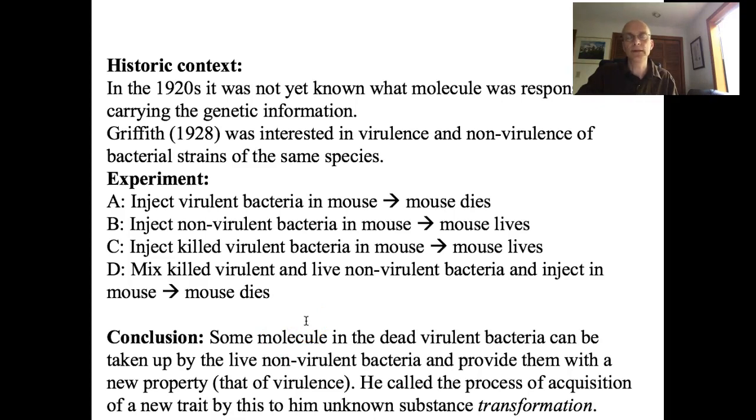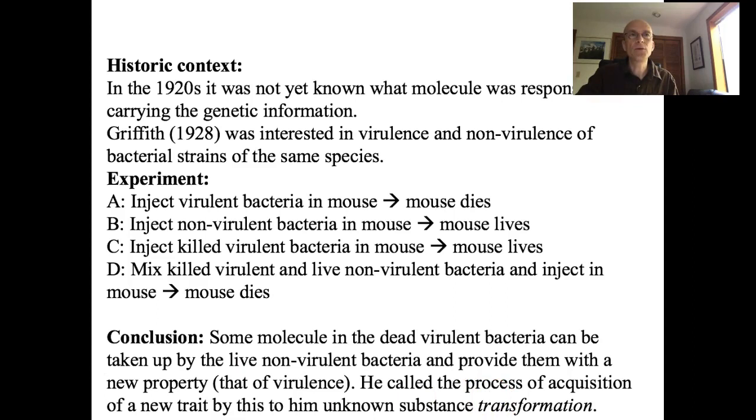the live non-virulent bacteria. So something, through the mixing, was transferred from the dead bacteria to the living bacteria. And that gave them this new property that was the one of virulence. So this new property for the previously non-virulent bacteria was acquired from a dead substance that had some sort of a molecule in it that was transferred to the living cells. And so he called this process of acquisition transformation. He transformed the bacteria with a substance that he didn't know what it was.